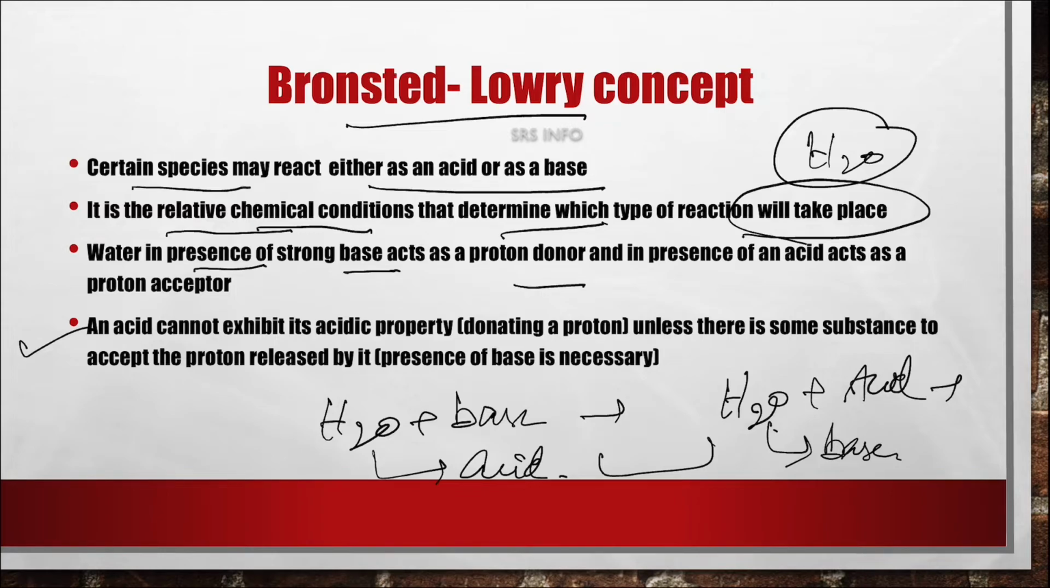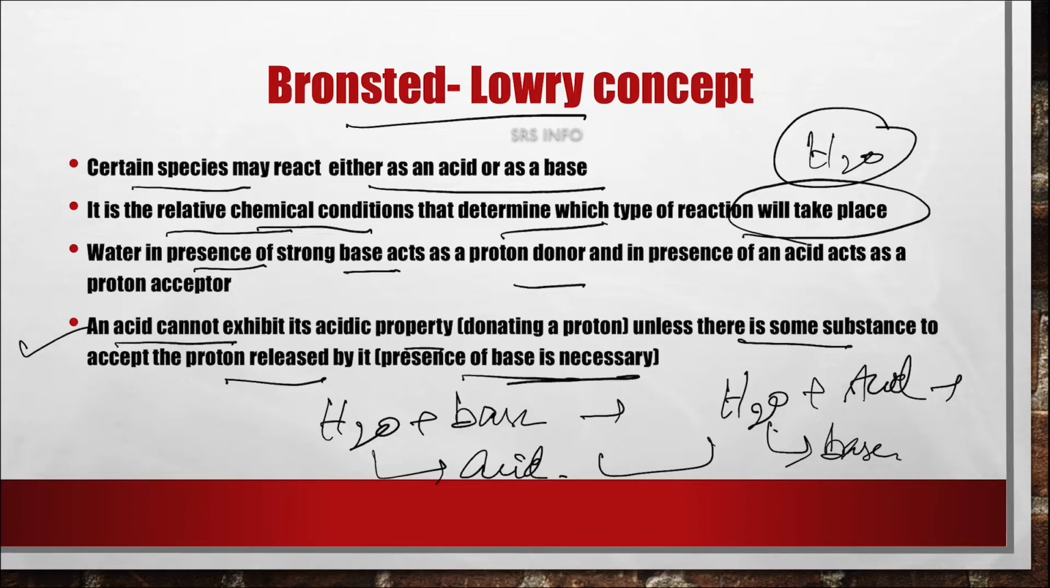The Bronsted-Lowry concept again explained that an acid cannot exhibit its acidic property unless there is some substance to accept the proton. That means an acid can exhibit its acidic property only in the presence of a base. The presence of a base is necessary to exhibit the property of an acid. Okay, this is what this concept explains.